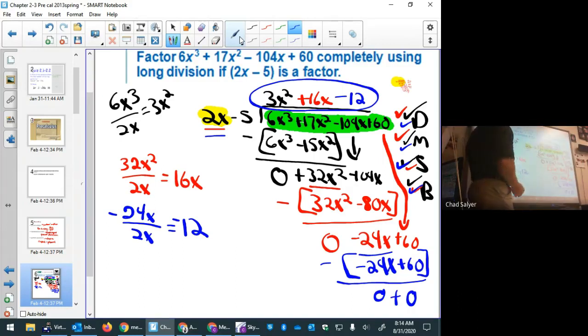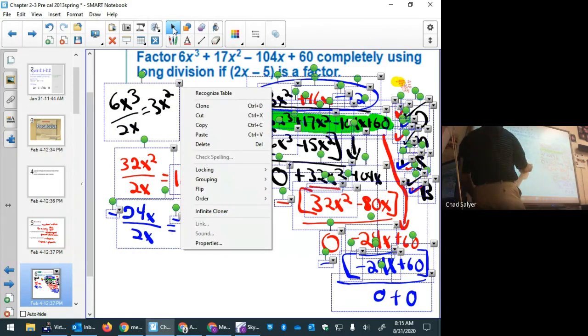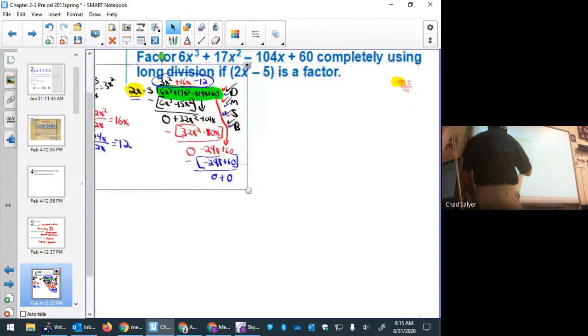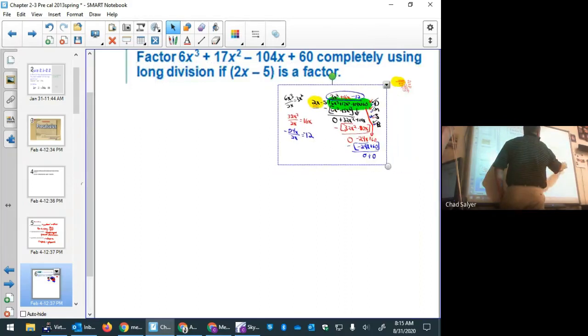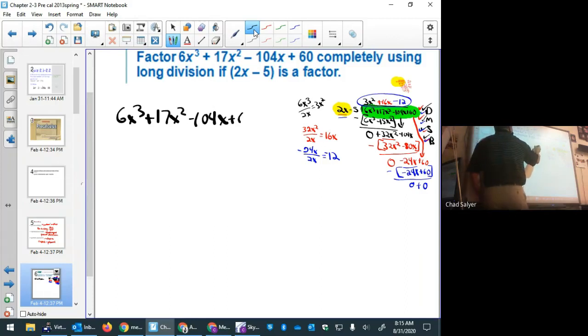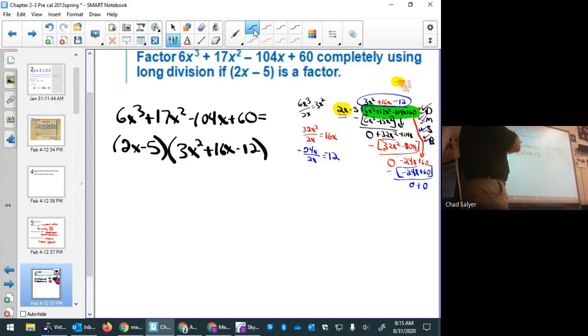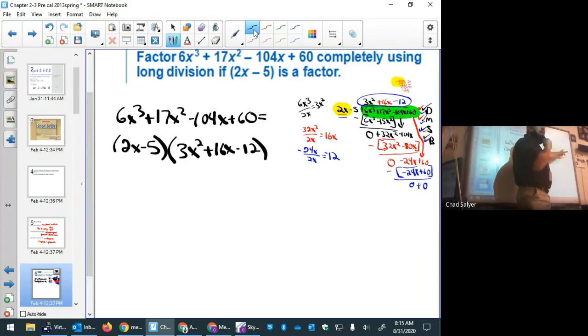But they want us to factor it completely. So I need to shrink down all this stuff. Try to leave it legible there. So look, they take this original polynomial, and we'll say that equals 2x minus 5 times this quotient. So saying that this divided by this equals this is the same thing as saying that original polynomial, which is the dividend here, equals the divisor times that quotient.